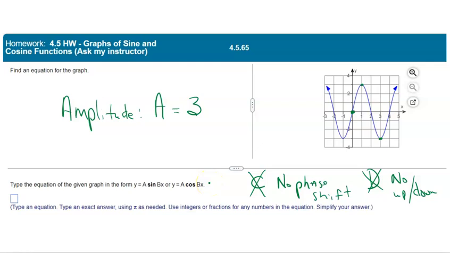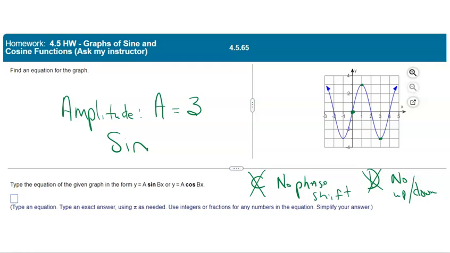Does that make sense? I'm kind of talking all over the place. Okay, so we don't have to worry about a C or a D, which means this hasn't been shifted left, right, or up and down. And since we're starting on the origin, that's a sine graph. So I know two things now. I know my A is 3, and this is a sine graph.